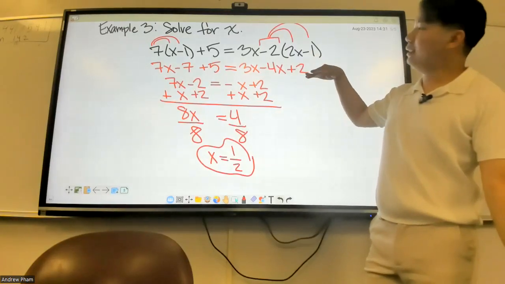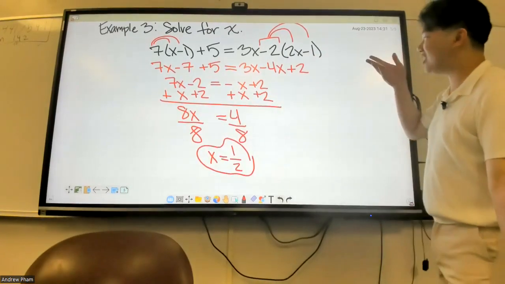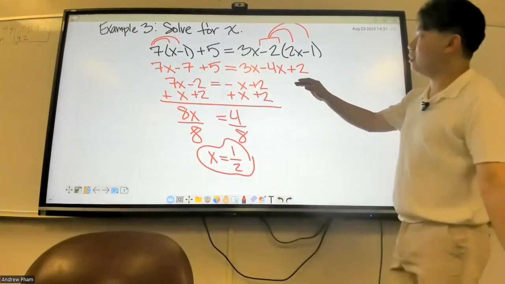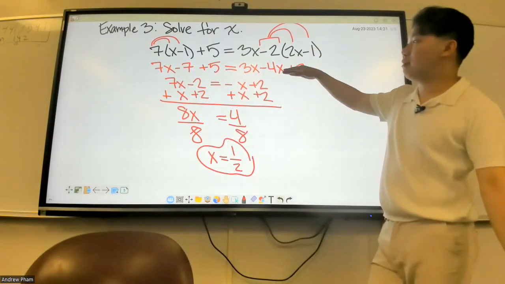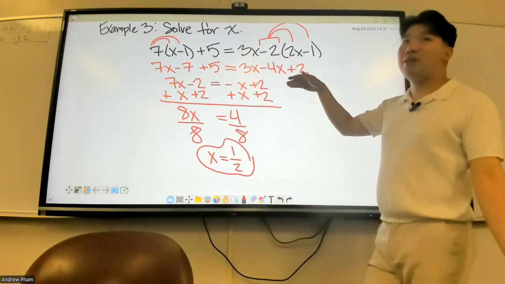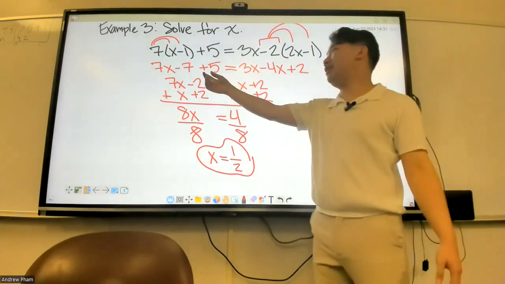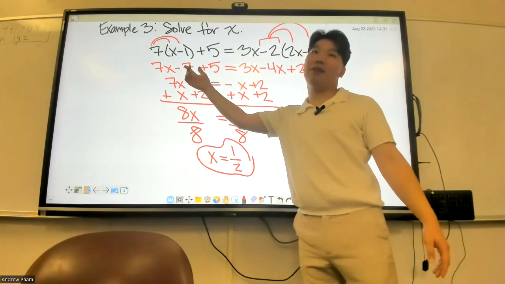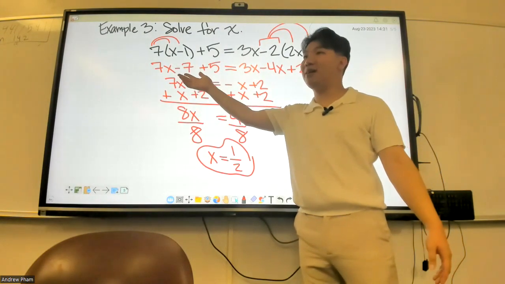-2 times -1, I get +2. All right, so that gives me my first line here. To get to my next line, I'm just going to combine any like terms. So here on the left, 7x, there's no other x's on the left. There's nothing for me to do there.